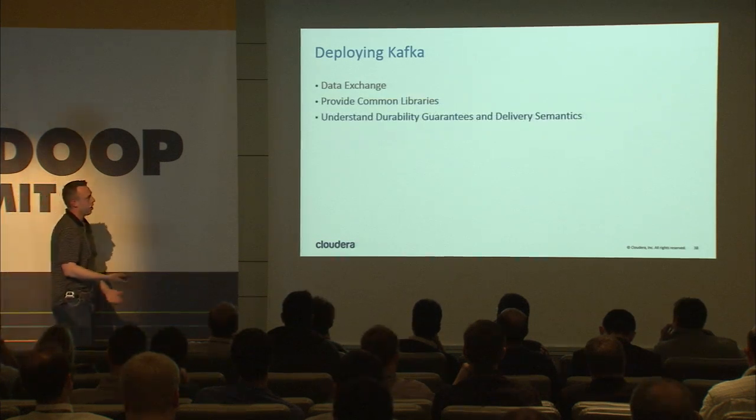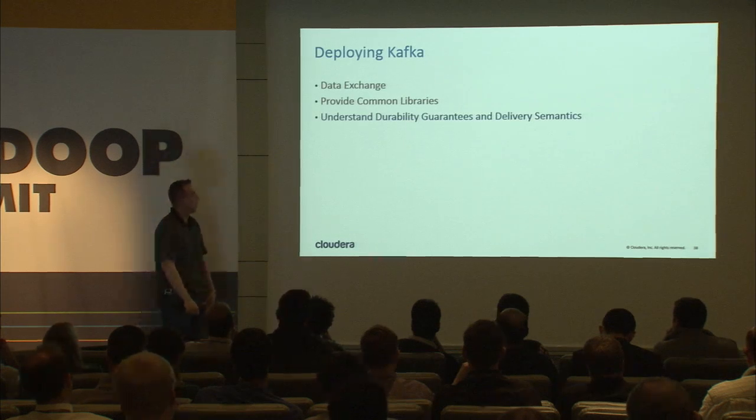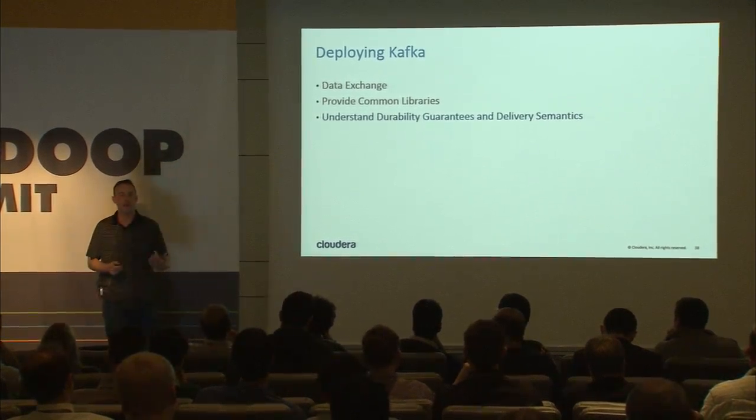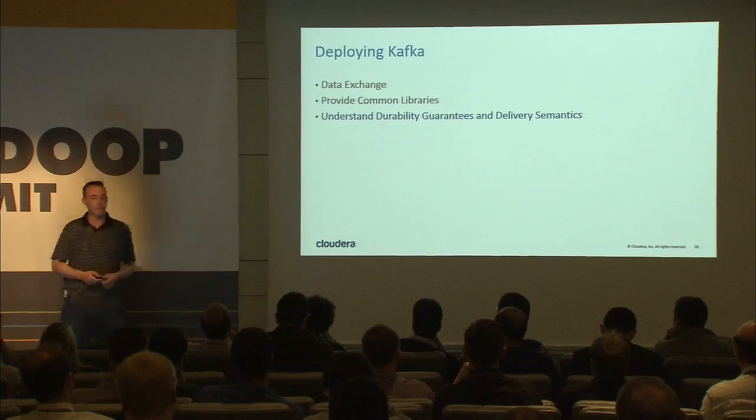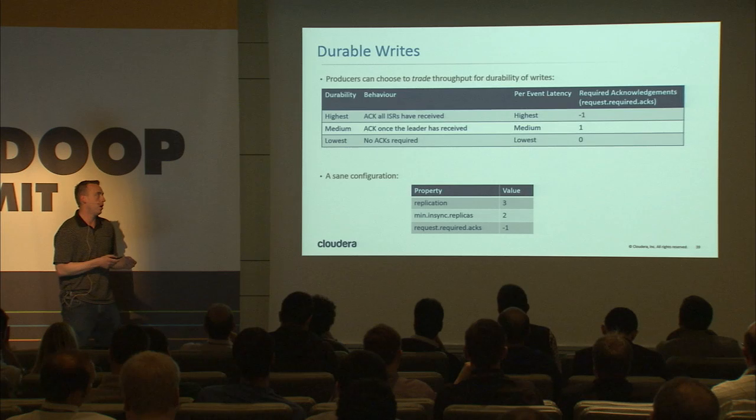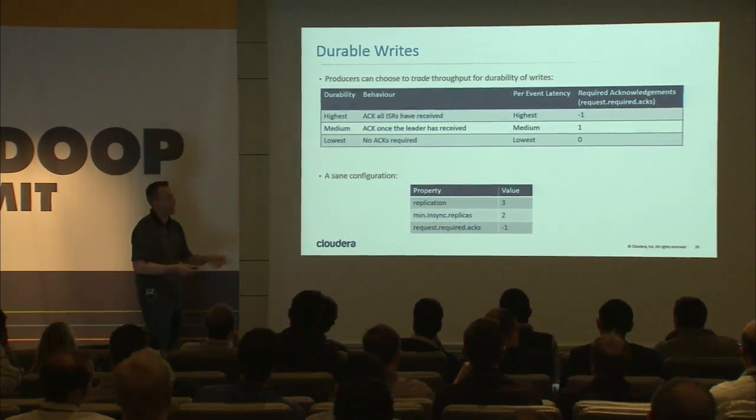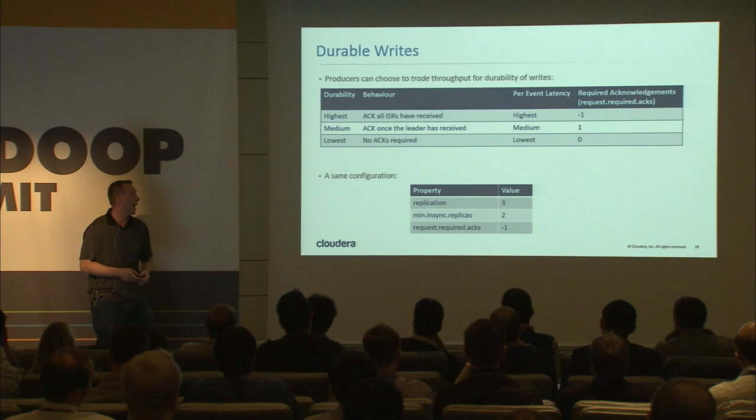Okay, this is kind of important. If all of you have heard of Kafka, hopefully you know this, but understand durability guarantees and delivery semantics. Basically, Kafka supports 3 levels of durability, and it's defined by this parameter, request required acks.